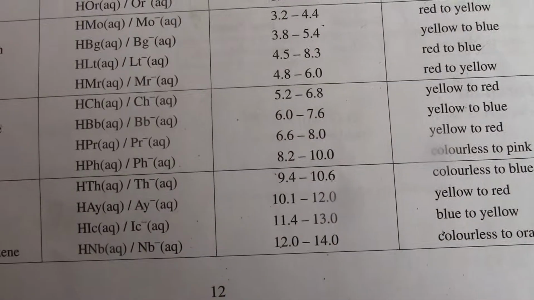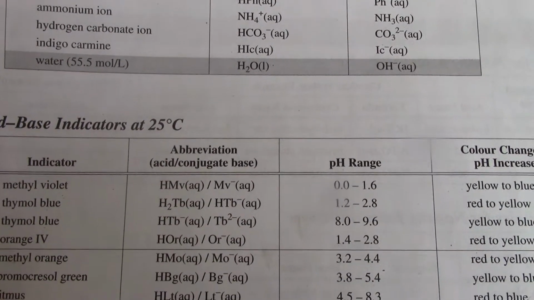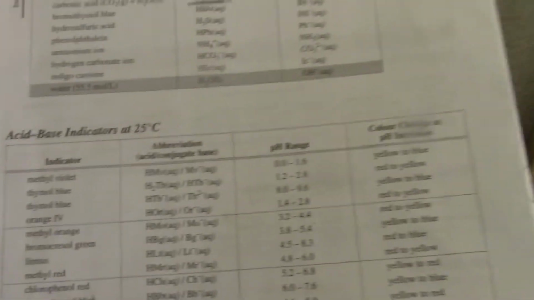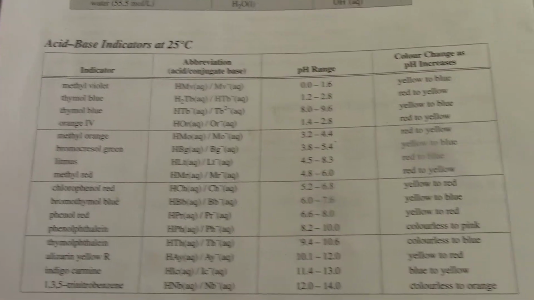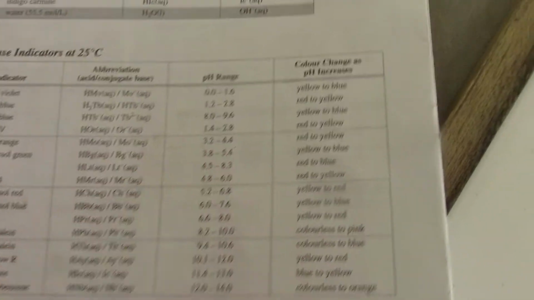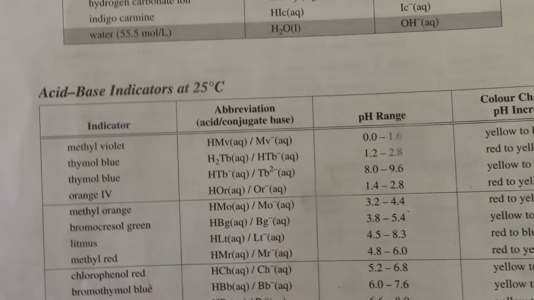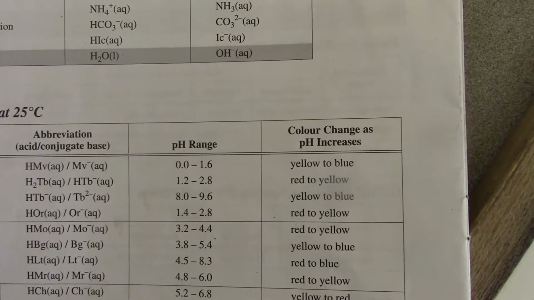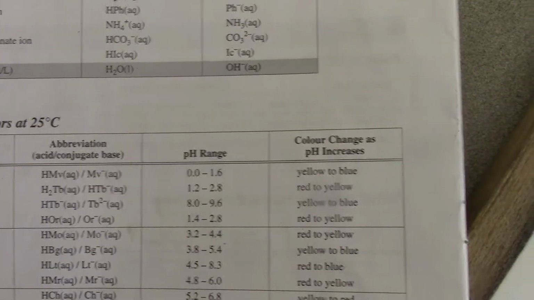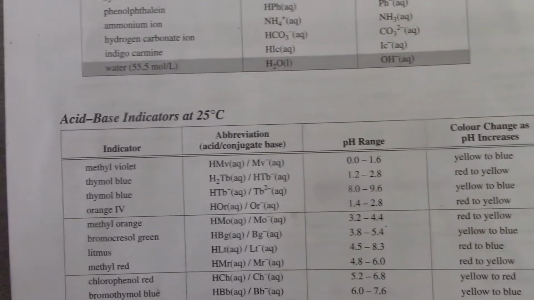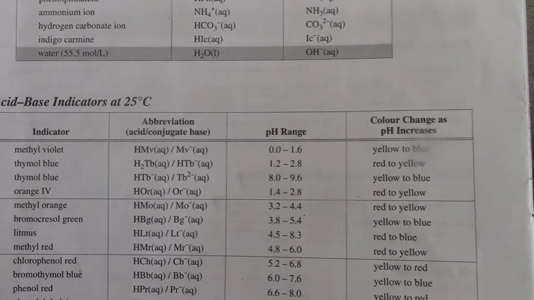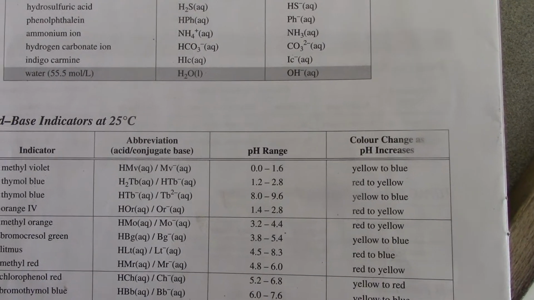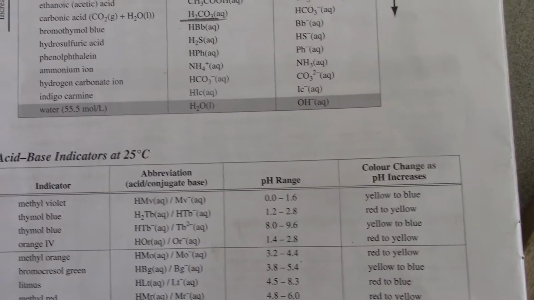But on page 12, you guys have all of your acid-base indicators. And what this shows is where they change color in different ranges, okay? So you can see that methyl violet at a pH of 0 or below is yellow. If methyl violet is in a solution that has a pH of 1.6 or over, it would be blue. But for example, if the pH range is somewhere around 1, you would see the indicator change from yellow to blue, so it would be like a green color.